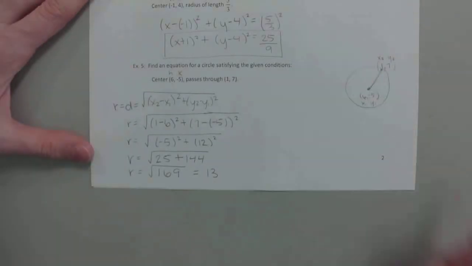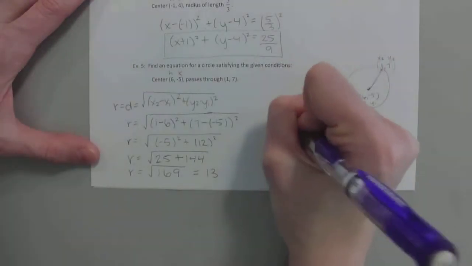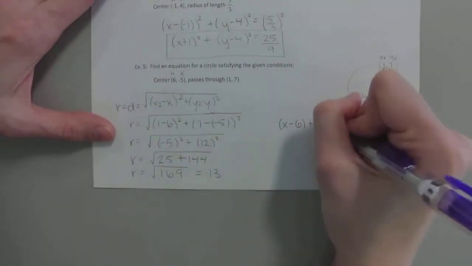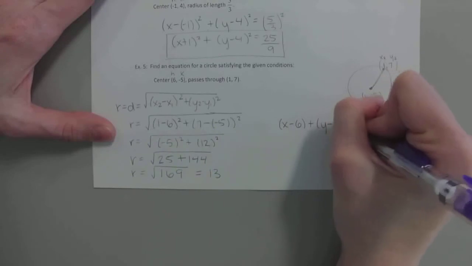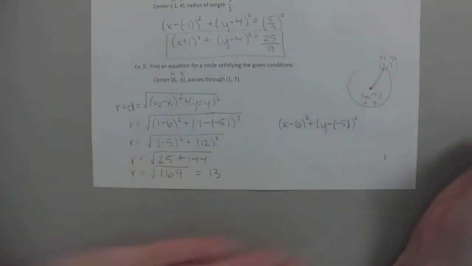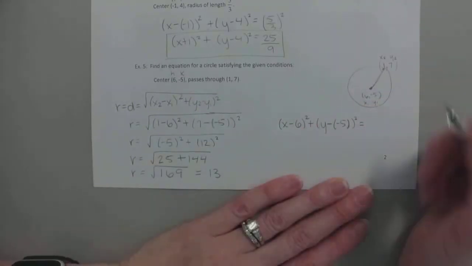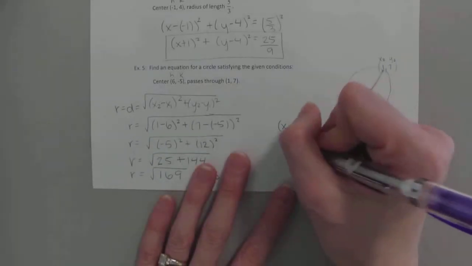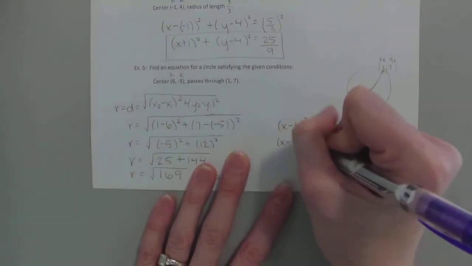So notice how much more work we had to do on that one. Here they flat out told us our radius. Here we found it by doing the distance formula, okay? So we have everything we need now. So I'm going to use this generic equation up here. x minus my h, which is 6, plus y minus my k, which is -5. Both of those quantities are squared, equals my radius, which we found, 13 squared.